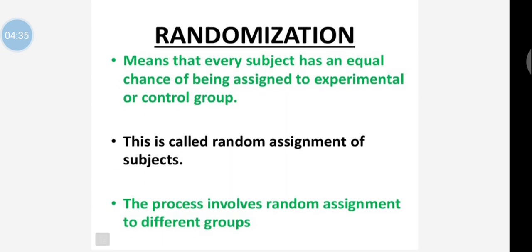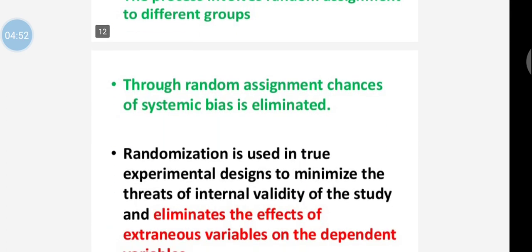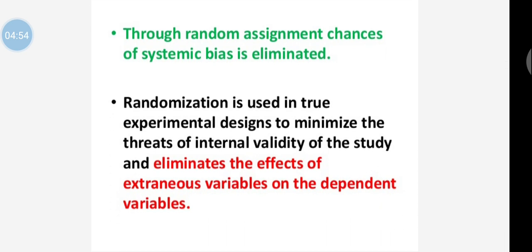Then randomization. Randomization means that every subject has an equal chance of being assigned to the experimental or control group. This is called a random assignment of subjects. The process involves random assignment to different groups. Through random assignment, chances of systematic bias are eliminated. Randomization is used in true experimental design to minimize the threats to internal validity of the study and eliminates the effects of extraneous variables on the dependent variables.